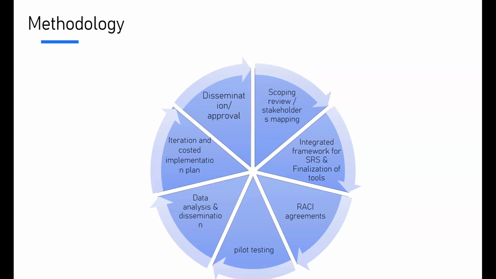So broadly, our methodology would be the scoping review and stakeholders mapping, SRS tools finalization, doing the RACI agreements during our initial stakeholders meeting, pilot testing and dissemination of the initial results of the testing, and a cost and implementation plan, which then goes to the ministry for final approval and dissemination.